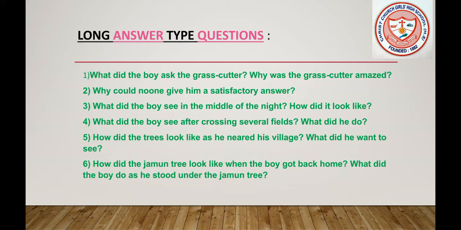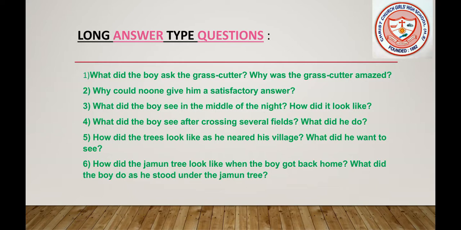Question number 3. What did the boy see in the middle of the night? Part B of the same question. How did it look like? So in the first part you can write, in the middle of the night, the boy saw the clouds rumbling in the sky. In the occasional flashes of lightning, they were dense and black. In the second part you can write, it looked as if it would be raining.